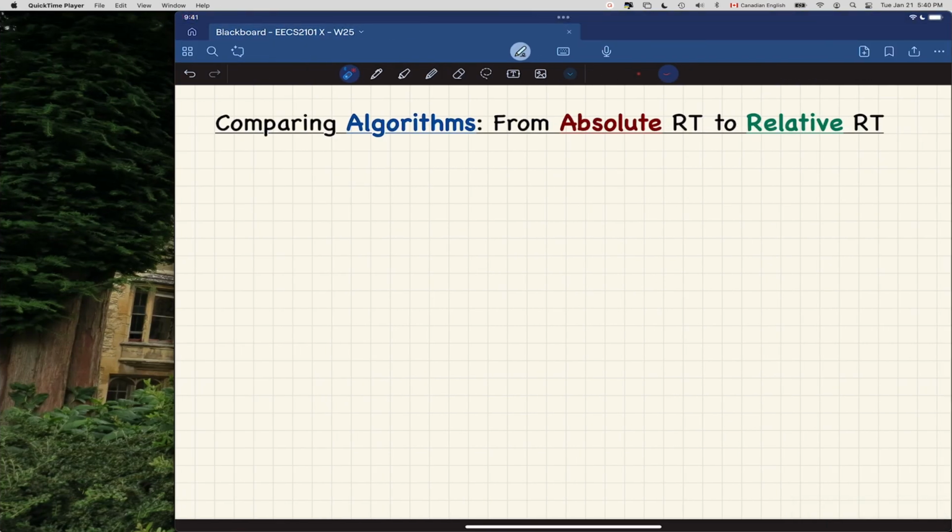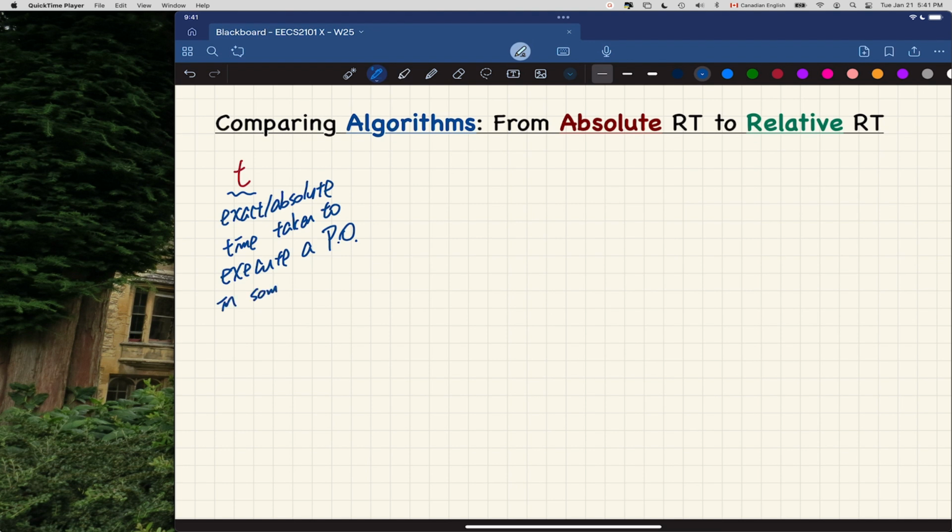Quickly, let's start with a very important variable in our equation, little t. What is this? This will be the exact, or absolute, time that's taken to execute a primitive operation in some execution environment. That means the value of t may vary from one environment to another. Let's make a concrete example. This may not be the newest model, but let's say Mac M1. On the Mac M1 chip, t may just be, let's say, 2 milliseconds.